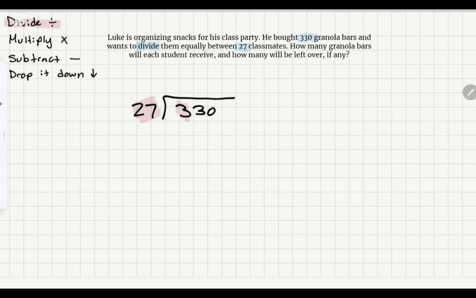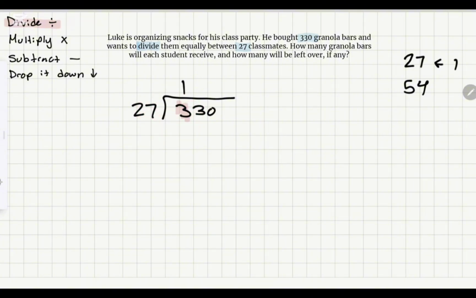I know that 27 is bigger than 3, so I have to move on to the next number, which is 33. Okay? So if I were to skip count by 27s, it would look like this: 27, and then 54. I know that 54 is bigger than 33, so 27 can only fit into 33 one time. So 33 divided by 27 is just 1.